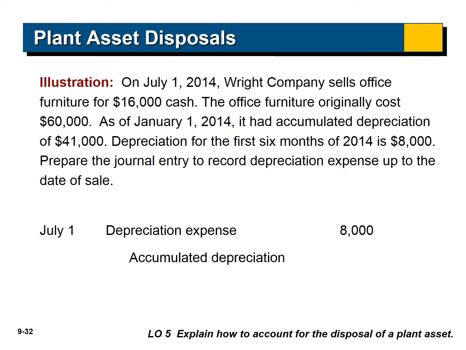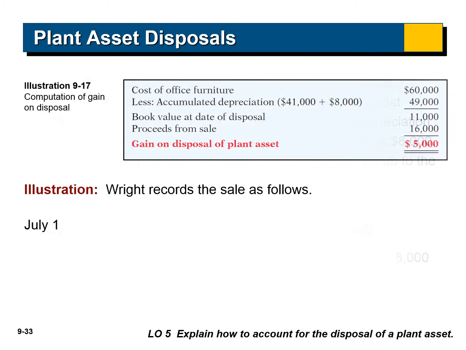All right, that's our regular journal entry for depreciation. Just we're not doing it as an adjusting entry because we're not selling it at the end of the period. So we have to do this sort of catch-up entry to get depreciation through the sale date.